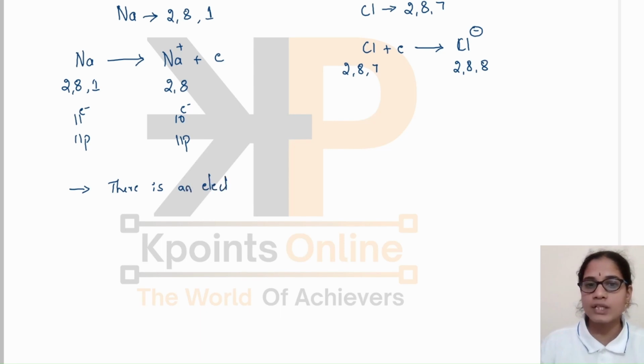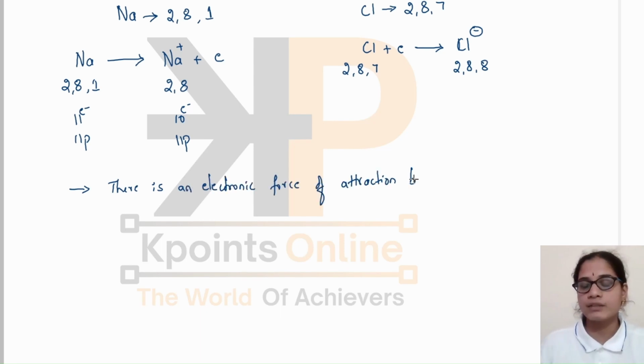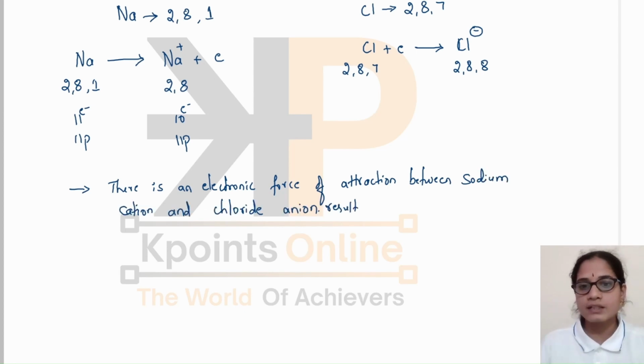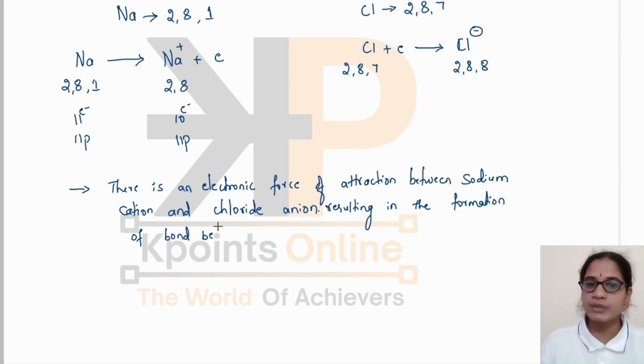There is an electrostatic force of attraction between sodium cation and chloride anion, resulting in the formation of a bond between them. Let's see how the bonding takes place. Let me represent it with the help of the octet structure. Let me represent it with the Lewis dot structure.